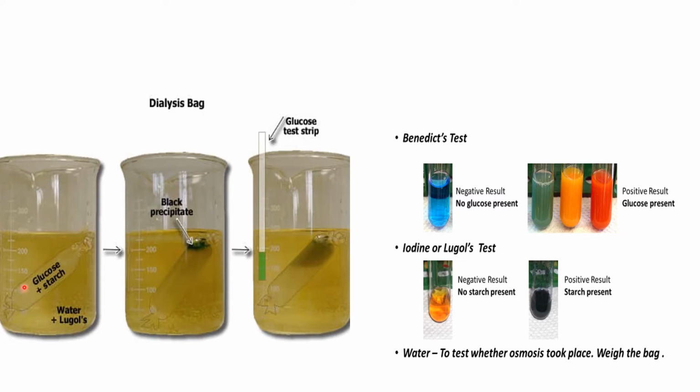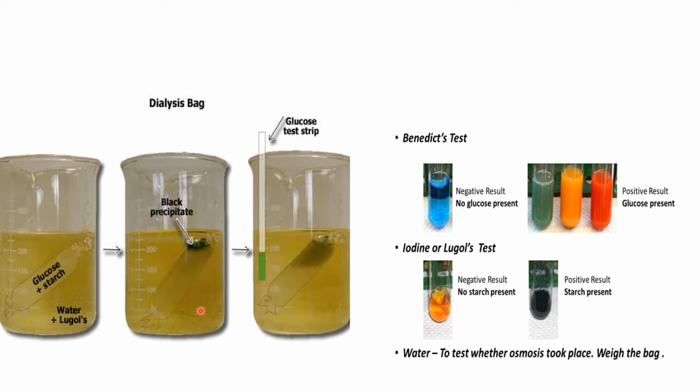Well, what do we have in the bag? We have glucose and we've got starch, and outside we have water and iodine. The thing is, when iodine reacts with starch, starch is going to turn a very dark black color. So since the starch inside of the bag is turning black, what does that tell us? It tells us that iodine was able to pass through the dialysis bag and enter it and react with the starch, turning the starch black.